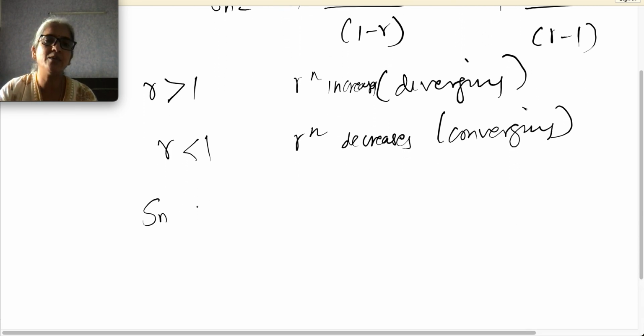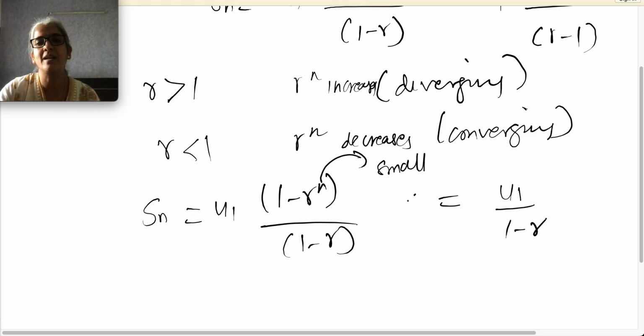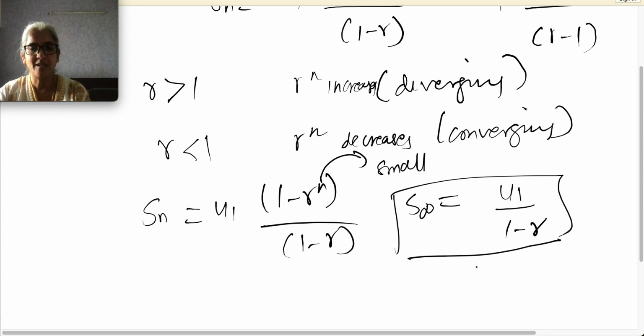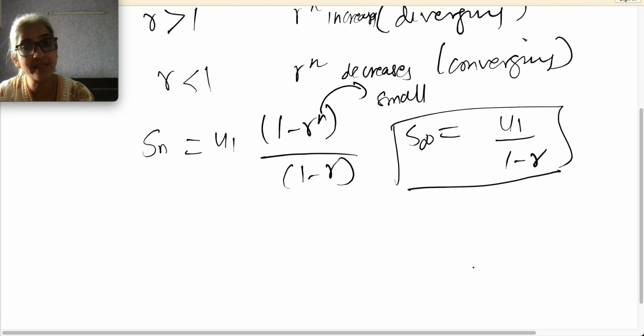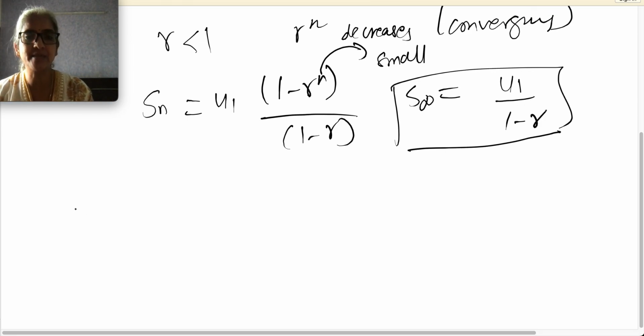Well, if we write down again the value, r raised to n is becoming negligibly small. So if I ignore this, I will be left with u1 upon 1 minus r, and this is what is called the sum to infinity. That means, and I know infinity is not a number, but if n is sufficiently large, then r raised to n will be negligible, and the series will converge to the value of u1 upon 1 minus r. And this is a concept that is useful in many cases, and we will look at some examples.